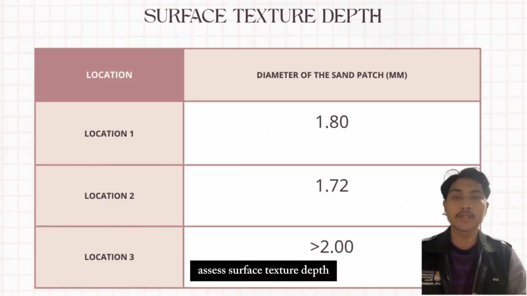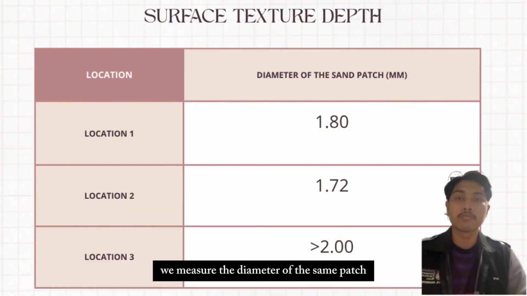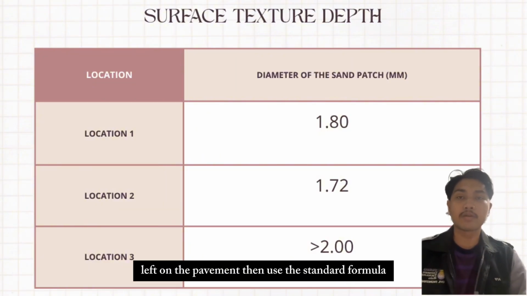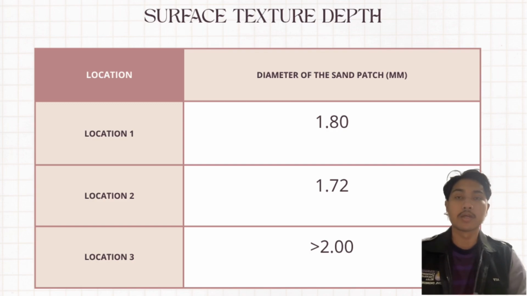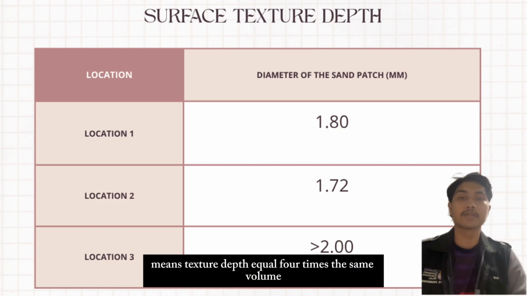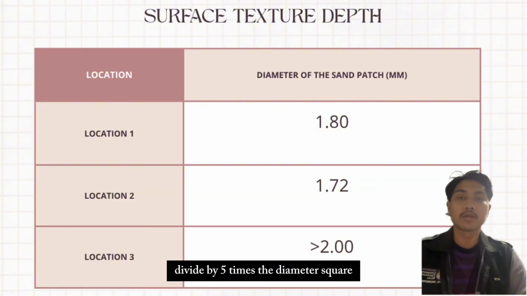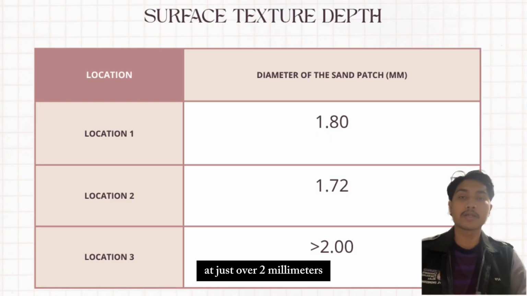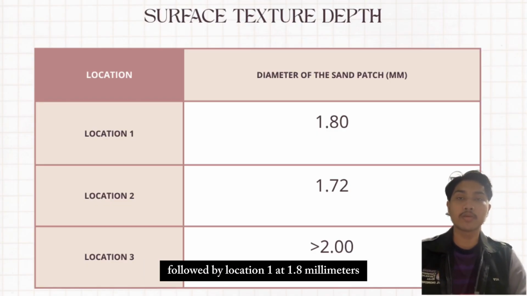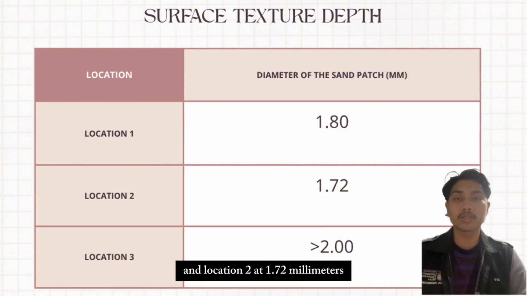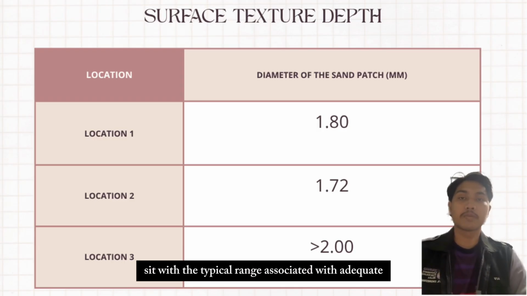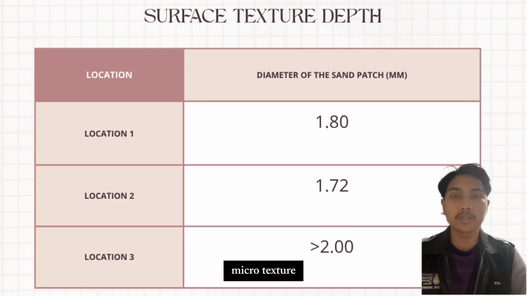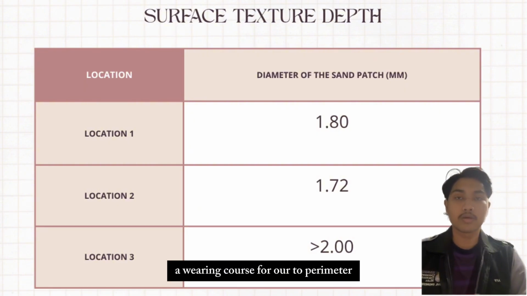Next, we assess surface texture depth using the sand patch method. We measure the diameter of the same patch left on the pavement, then use the standard formula. Mean texture depth equals 4 times the sand volume, divided by pi times the diameter squared, to calculate the texture depth at each location. Location 3 actually produced the deepest texture at just over 2 mm, followed by location 1 at 1.8 mm and location 2 at 1.72 mm. All three sit within the typical range associated with adequate macro texture for water drainage on a wearing course.